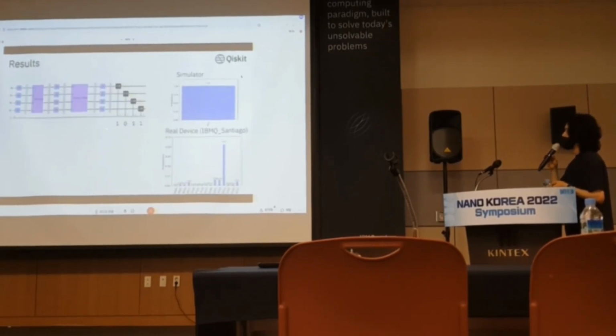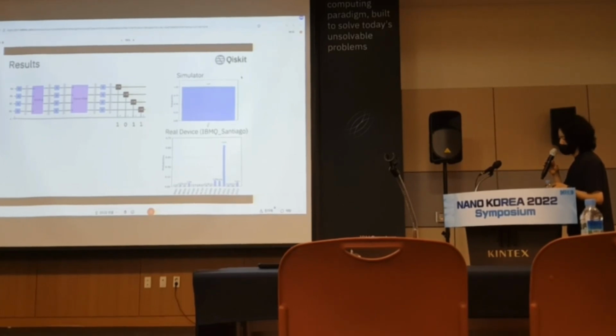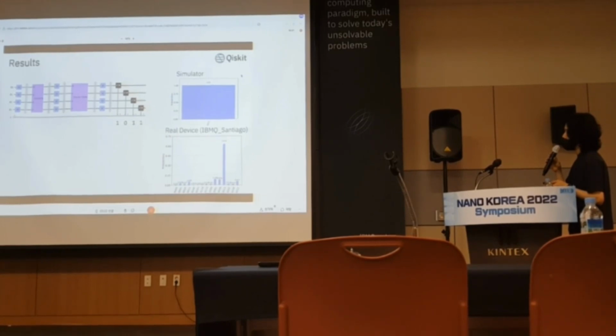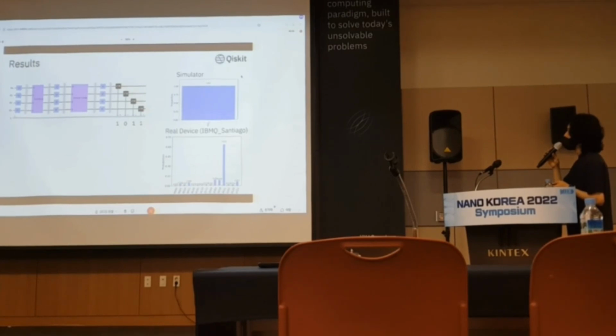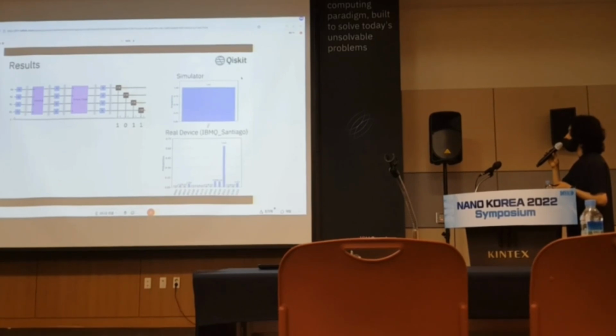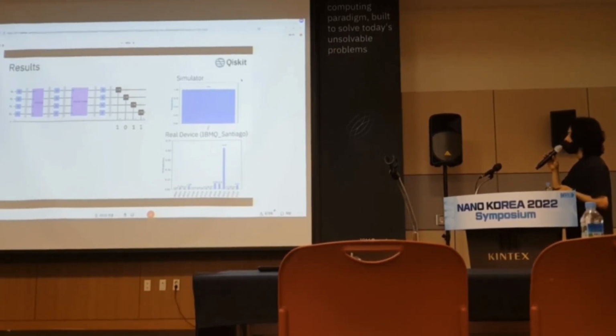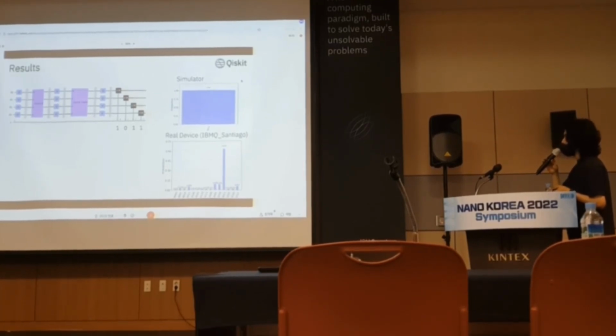Here is our result. In this example, we set the hidden shift s to be 1 0 1 1. In the simulation results, we can get the solution with 100% probability. On the other hand, in a real device, we can get the solution with about 60% probability. Anyway, it seems that this noise level is negligible.